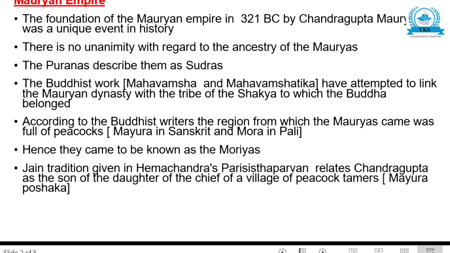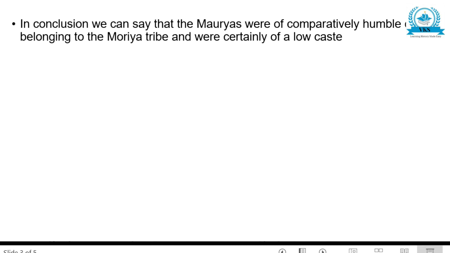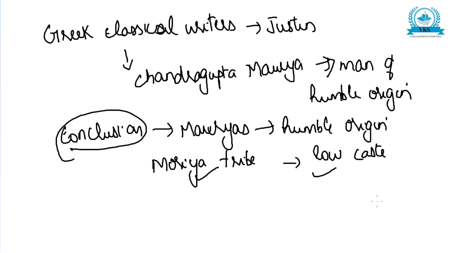Jain tradition given in Hemachandra's Parisisthaparvan relates Chandragupta as a son of the daughter of the chief of a village of peacock tamers, Mayura-Poshaka. The Greek classical writers such as Justin describe Chandragupta Maurya as a man of humble origin but do not mention his exact caste. In conclusion, we can say that the Mauryas were of comparatively humble origin belonging to the Maurya tribe and were certainly of a low caste. So now let us move on to the details regarding Chandragupta Maurya.